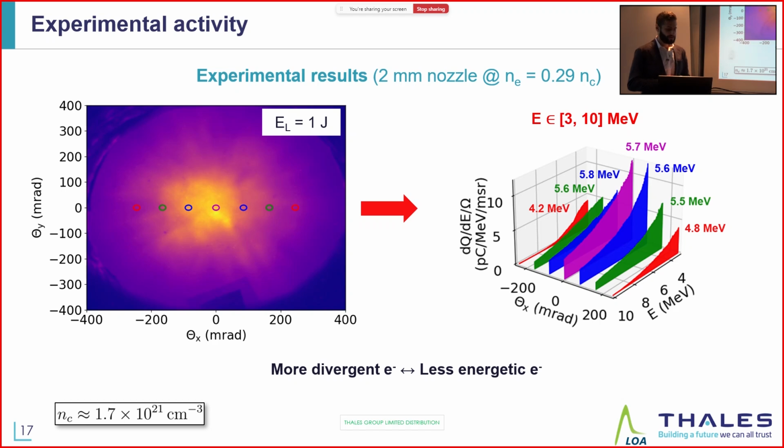Since this spectrometer was motorized along the horizontal direction, I was also able to sample the energy spectrum at different horizontal positions. So you see these colored circles that are coherent with the colors of these energy spectra. It's pretty clear that as you move farther away from the laser axis, you get lower energy electrons. This is also quite interesting because it could propose some solutions to the 10 MeV issue.